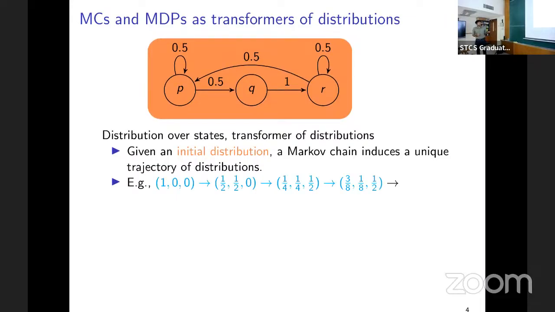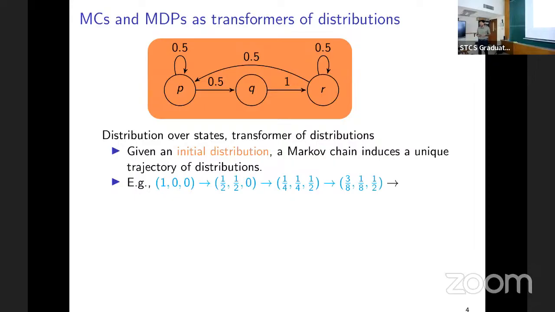So in particular, if I take 1, 0, 0, you can see that this Markov chain will go to half, half, 0, and then it will go to 1 by 4, 1 by 4, 1 by 2, and so on and so on. Does it make sense? Right? If the Markov chain is well mixing, then no matter what the initial distribution is, you will eventually converge at some point to one particular distribution. But what we are interested in is not limiting properties; we will be interested in properties along the way. Transient properties, not convergence.